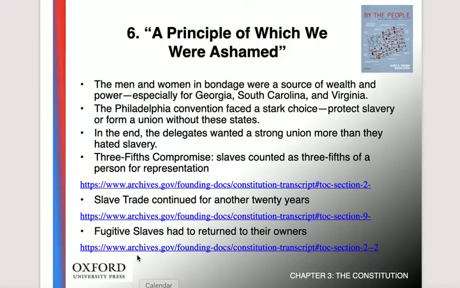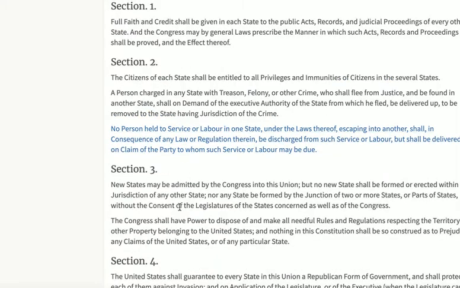And then I don't think I went on to the third one. The third one is the fugitive slave, returning the fugitive slaves. So if we go to right here, no persons held to service or labor under the laws escaping into another state shall, in consequence therein, be discharged from service or labor, but shall be delivered up on claim of the property to whom such service or labor may be due.